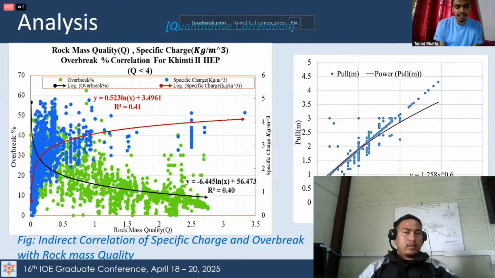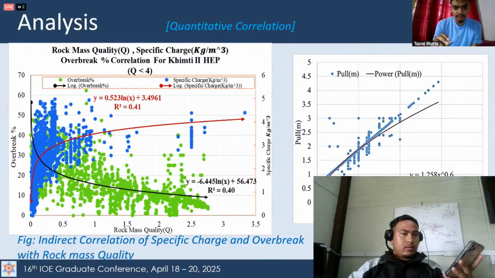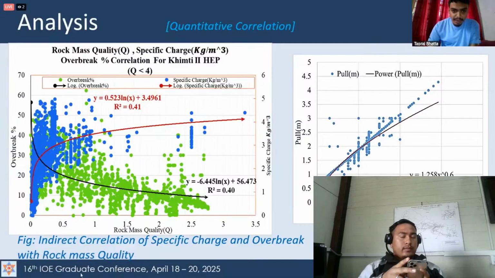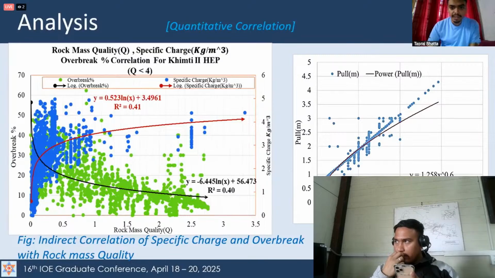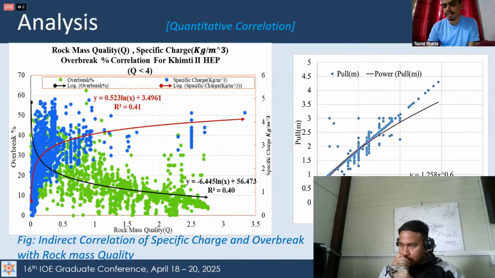For quantitative correlation, I analyzed the correlation of overbreak with rock mass quality and specific charge. What I found out is that there is a very inconsistent correlation. As we can see, for Q less than 0.5, there is a very high degree of uncertainty. Similarly, I analyzed the obtained pull for corresponding drill hole length, and then I found a power correlation.